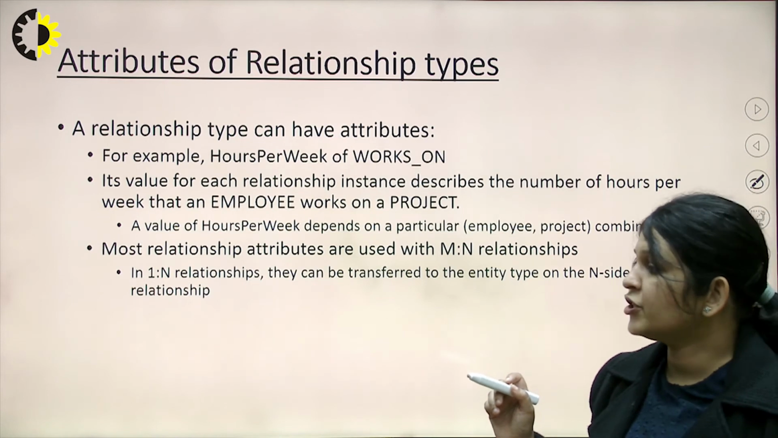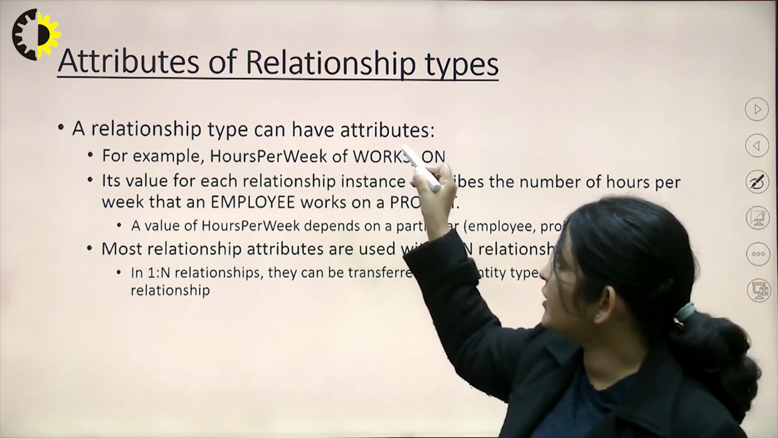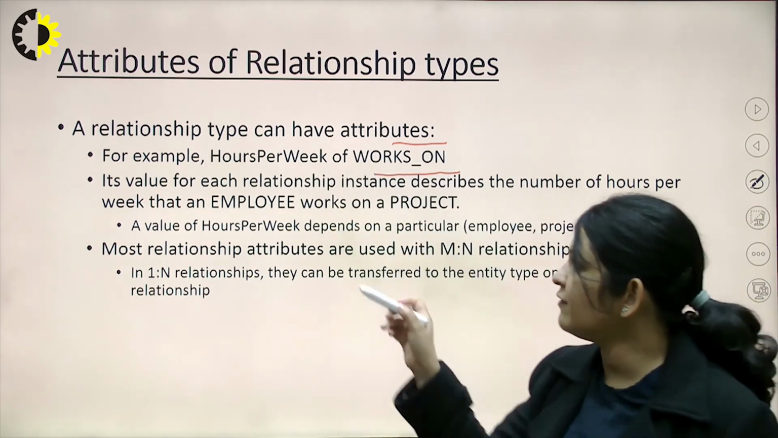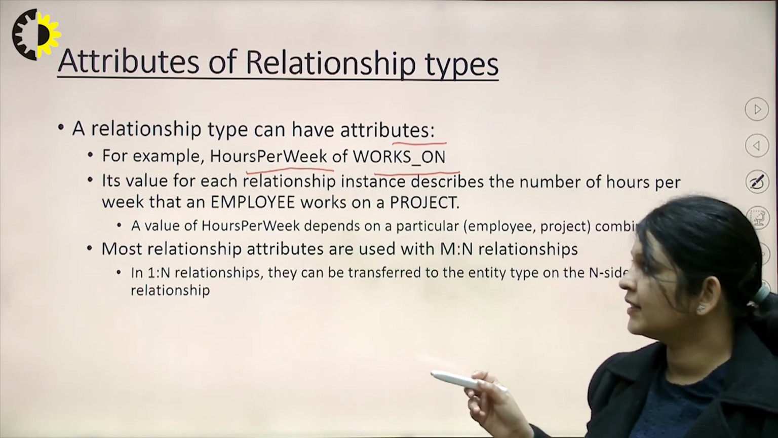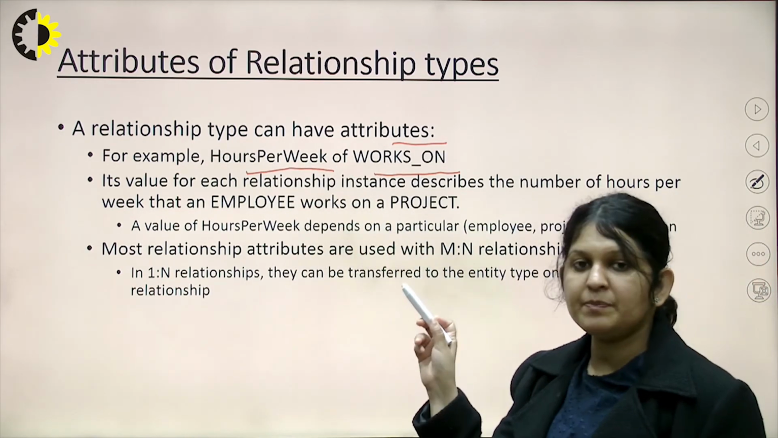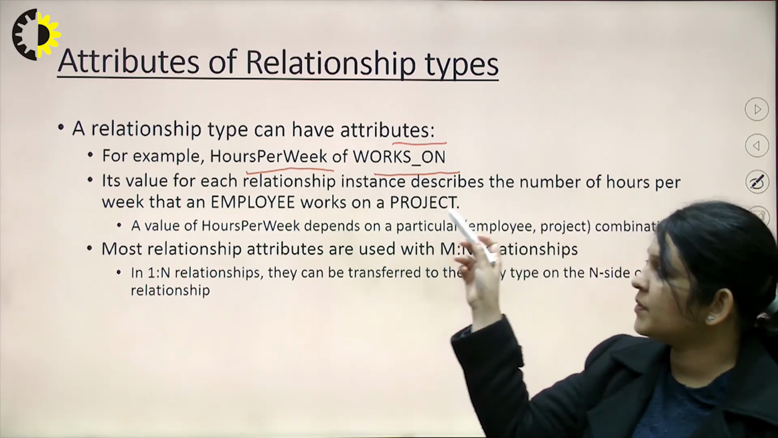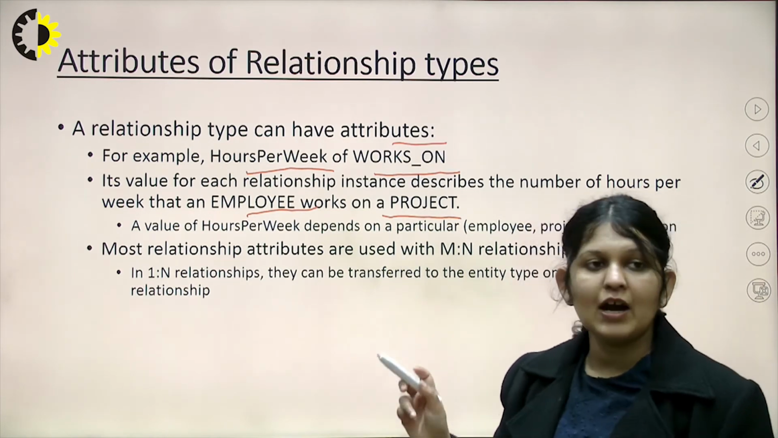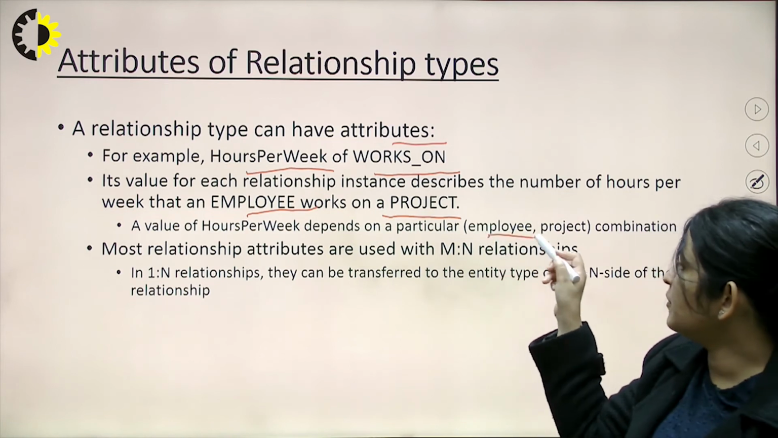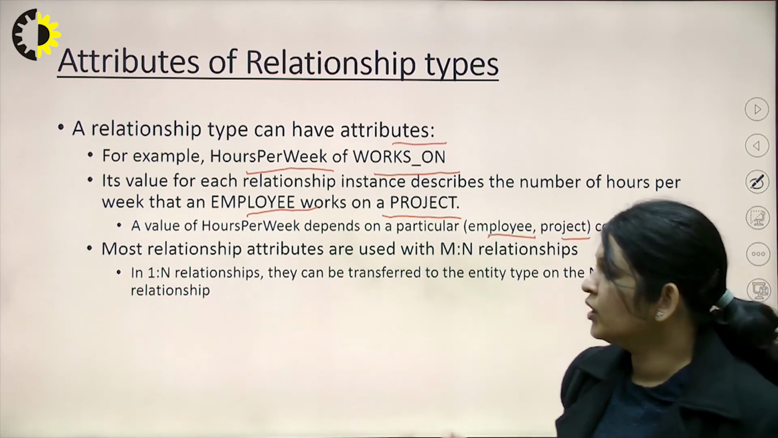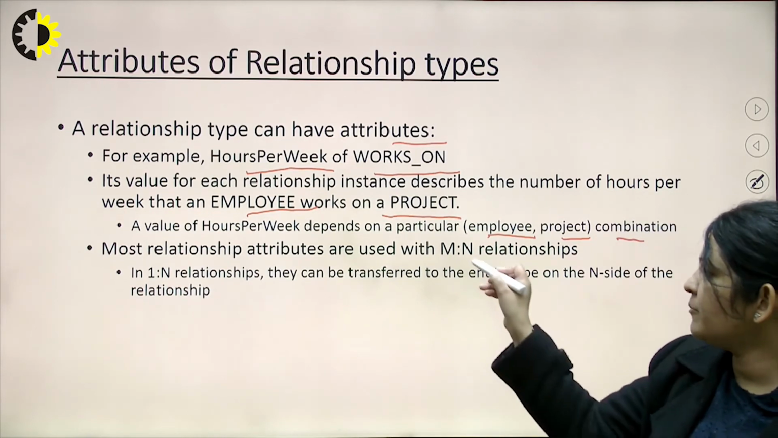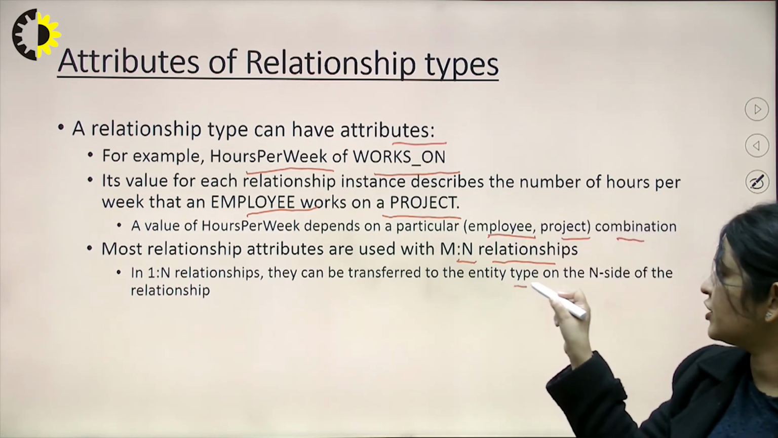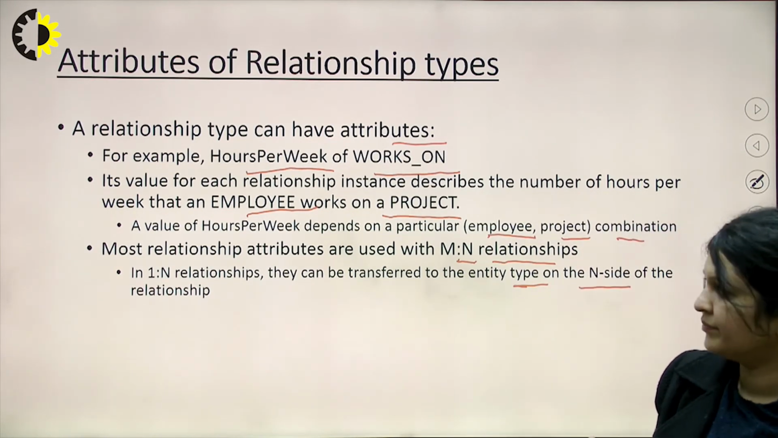So, attributes of the relationship type. A relationship type can have attributes. For example, for the works_on relationship, we can have hours per week as the attribute. Its value for each relationship instance describes the number of hours per week that an employee works on a particular project. So here a value of hours per week depends on a particular employee-project combination. Most relationship attributes are used with M:N relationships. In 1:N relationships, they can be transferred to the entity type on the N side.